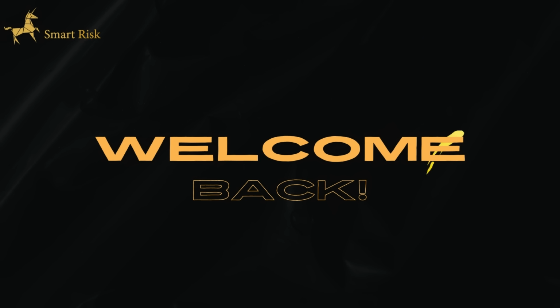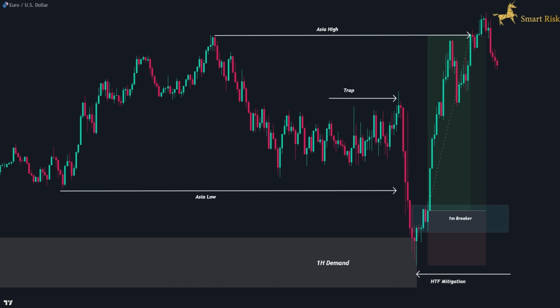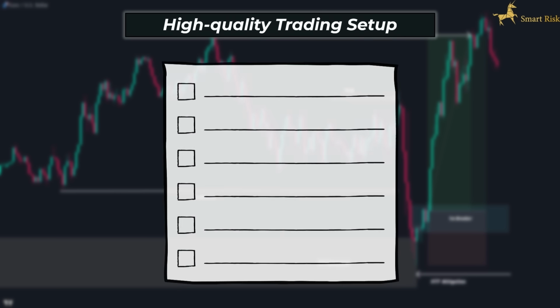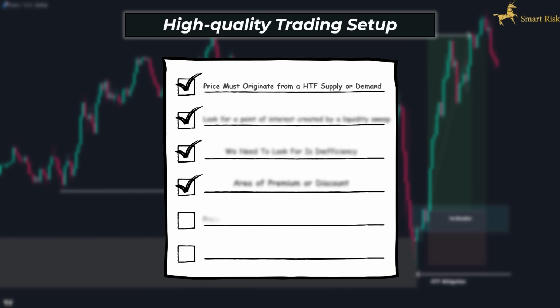Welcome back, traders. So, let's get started. The very first key step in smart money concepts to becoming profitable is identifying a high-quality trading setup, one that carries a higher probability while filtering out risky trades. I use 5 important hacks as my personal checklist, and I don't enter any trade without them. These help me clearly identify whether a setup is truly high quality or not.